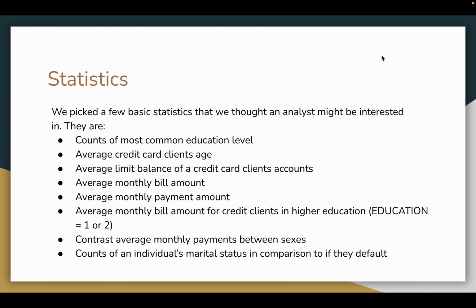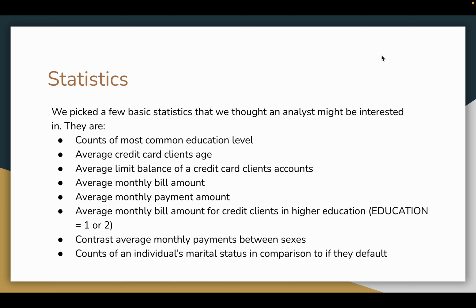So the statistics we are using here, we picked only a few of them. We are mainly doing averages and counts. The counts are the most common education levels, and the averages are the average credit card client's age, average limit balance, average monthly bill amount, monthly payment amount, and average bill amount.